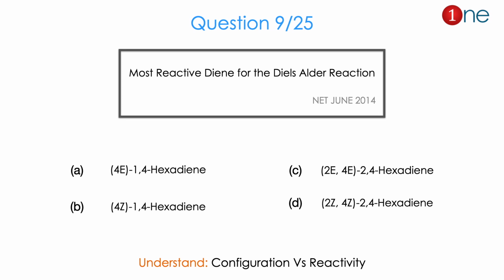Then let us look at the next question. They are asking for the most reactive diene for the Diels-Alder reaction. Here they gave a trick, you have to draw the structure. You have to draw 1,4-hexadiene, whether it is 4E or 2E,4E or 4Z or 2Z,4Z. From the question and possible answers, you might realize the question is really about configuration versus reactivity. The answer is C. Let us see how.